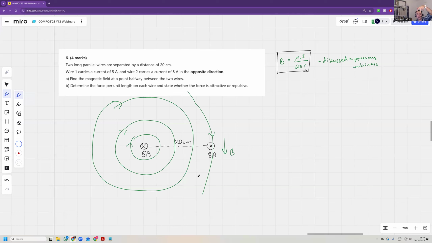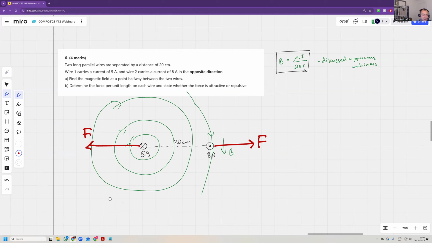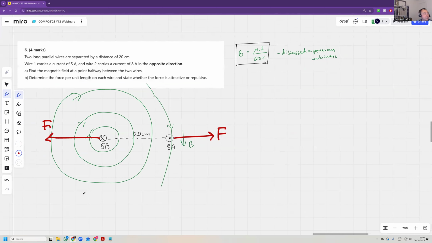Now, for the second wire, you can find the force. The magnetic field is down, current is out of the page, so the force is this way. Now, you can just do a Newton's third law argument: if wire 1 pushes wire 2 to the right, then wire 2 pushes wire 1 to the left. So it is a repulsive force. Nice. Okay. Find the magnetic field at a point halfway between the wires.